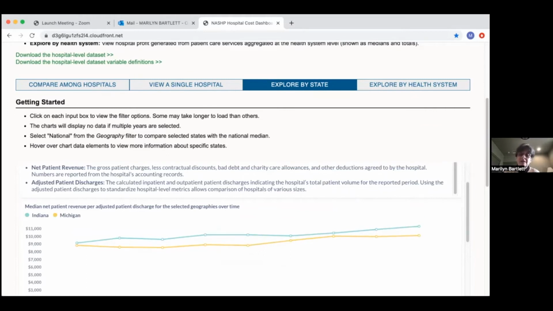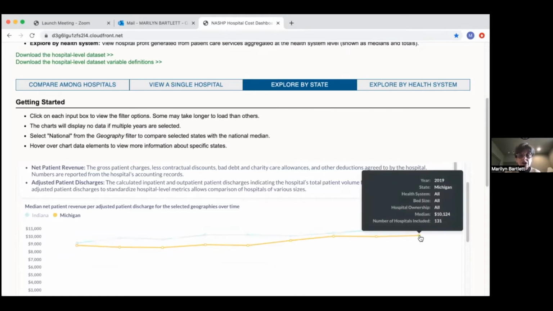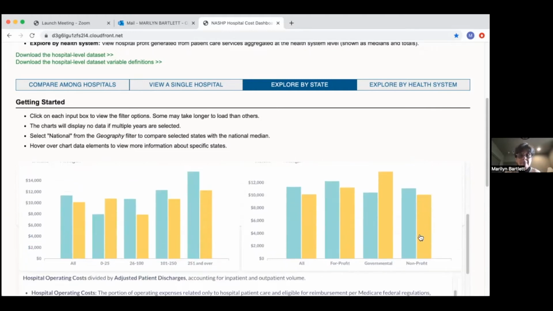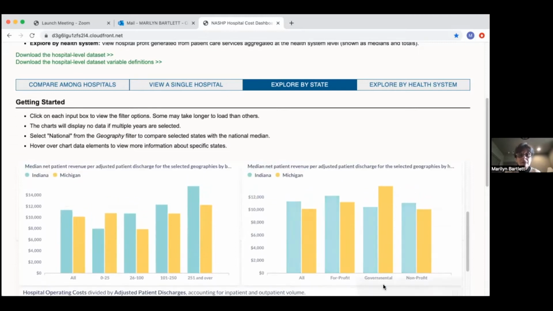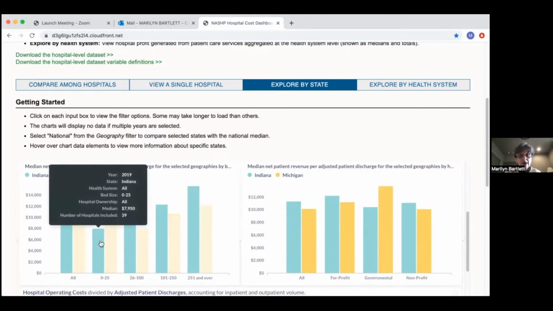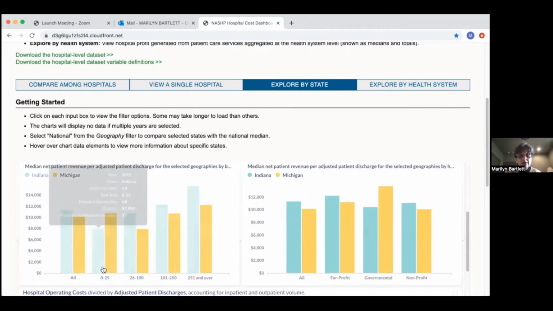And here is an interesting picture. Here, the blue is Indiana. We follow the same trend line we saw before, but Michigan is running a little bit lower. With 131 hospitals, the median net patient revenue per adjusted discharge is slightly over $10,000. Comparing the hospitals is interesting because we look at the median revenue comparing the 2 states. And you see Indiana's a little lower in this 0 to 25 category, but much higher in the 251.